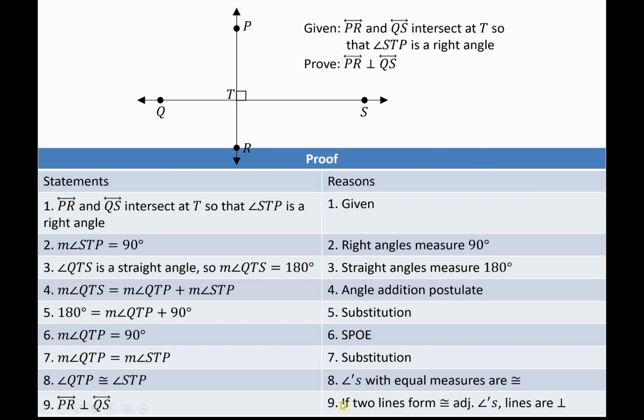So if I had stated in my reason simply definition of perpendicular lines, that would also be correct because this is the definition. Again, I'll read it again. If two lines form congruent adjacent angles, then the lines are perpendicular. These two lines, PR and QS, have formed congruent adjacent angles. And angle QTP, angle STP are congruent. They're adjacent to each other by virtue of the figure. So we've done it. We've fit the criterion of being perpendicular by using the definition. And that's it. So we have justified all of the statements in this halfway completed proof.